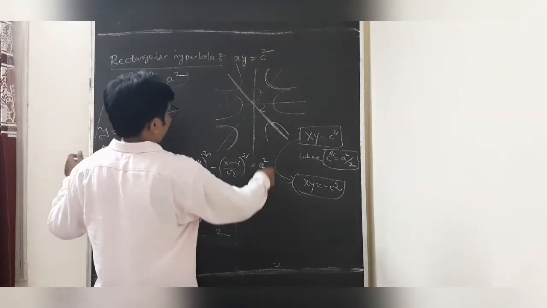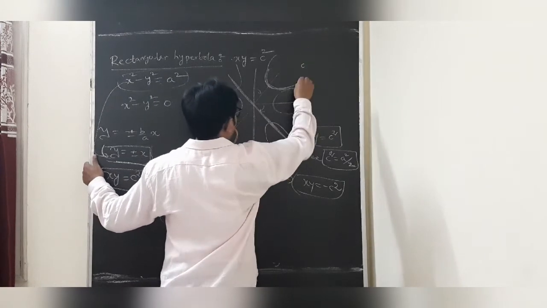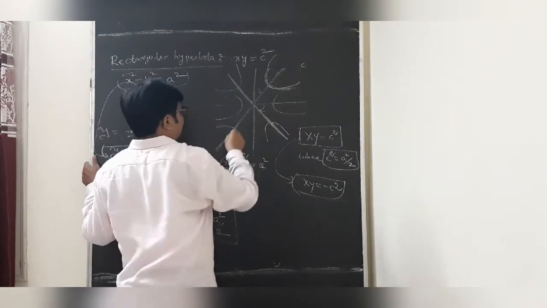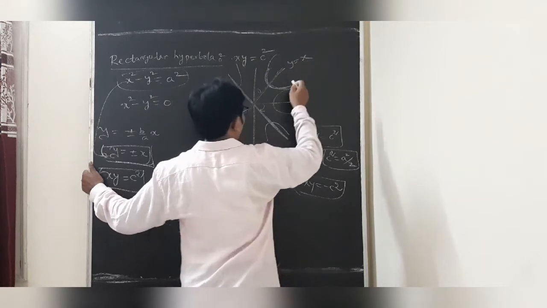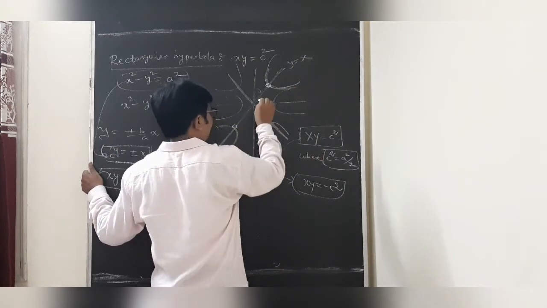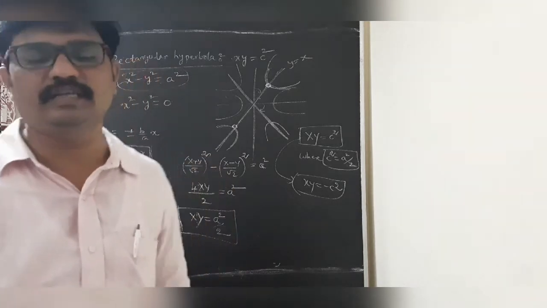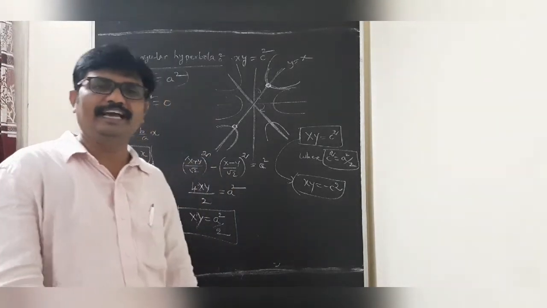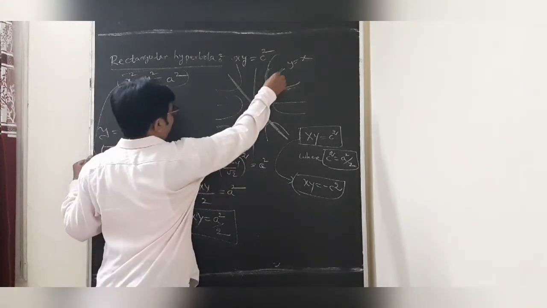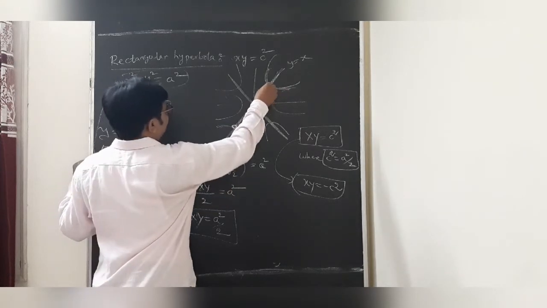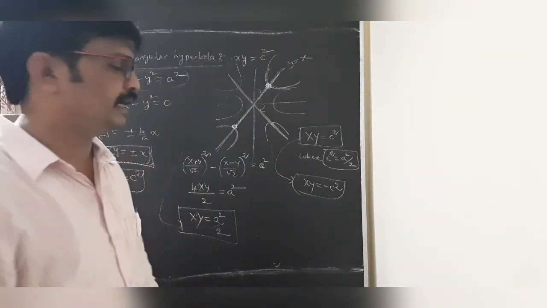Dear students, this is the rectangular hyperbola xy equals c square. This is y equals x. We know that it makes an angle of 45 degrees with the x-axis and passes through the origin, that's why tan 45 is 1. That is the line y equals x. So students, y equals x is the transverse axis of the rectangular hyperbola.